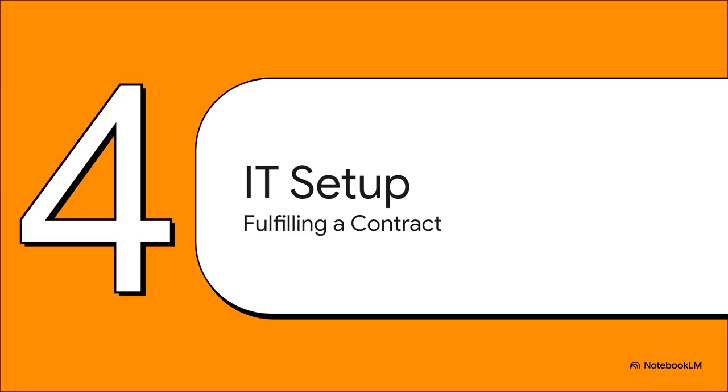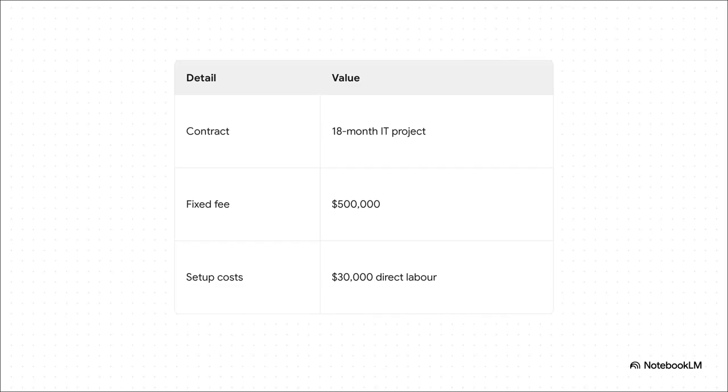Section 4, Example 2, IT implementation setup, where we look at capitalizing fulfillment costs. Here are the baseline facts for our second scenario. We've got a professional services IT implementation project. It's an 18-month engagement with a fixed fee of $500,000. But before the ongoing service delivery really hits its stride, there are setup and mobilization costs right at the very beginning. Specifically, the company incurs $30,000 in direct labor costs that are dedicated purely to initial site analysis and planning.